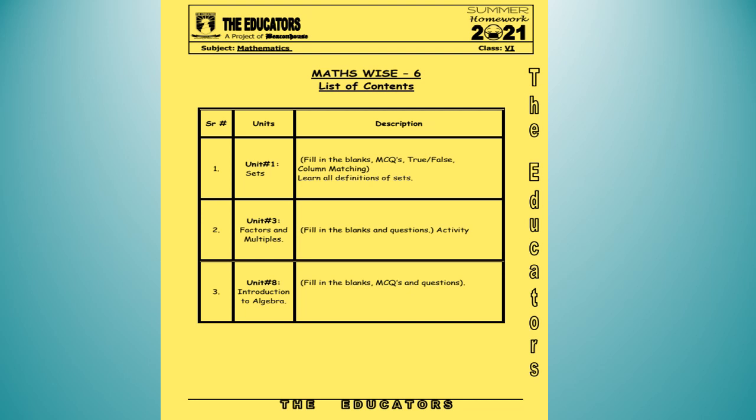In unit number 3, dear students, you have to solve fill in the blanks and questions, and then there is also an activity given related to chapter number 3, factors and multiples. After that, dear students, in unit number 8, you have to solve fill in the blanks, MCQs and some questions. All of this has already been taught in your classroom, dear students, and everything is solved in your notebooks and books. So I hope, dear students, that maths portion of your summer pack is also clear.